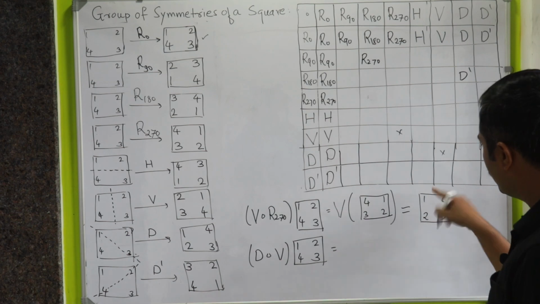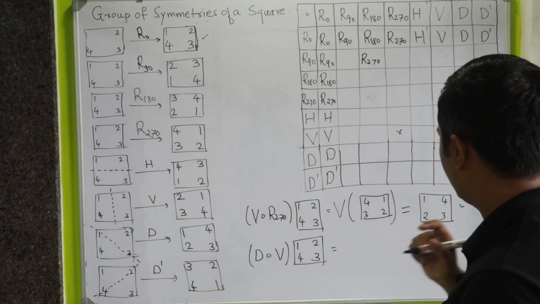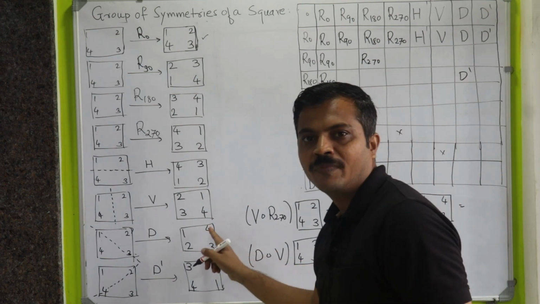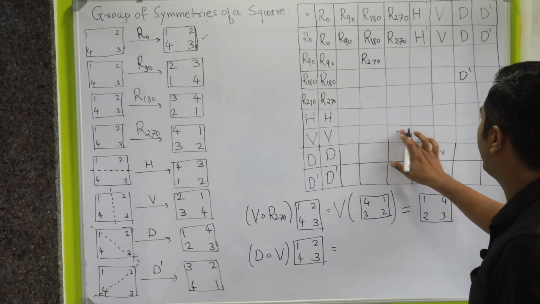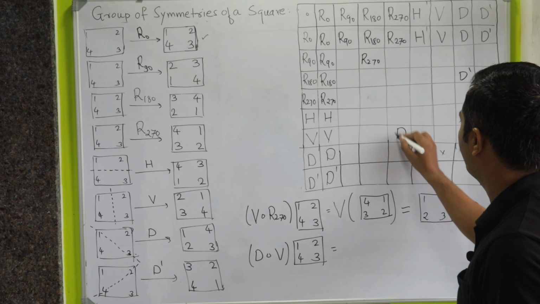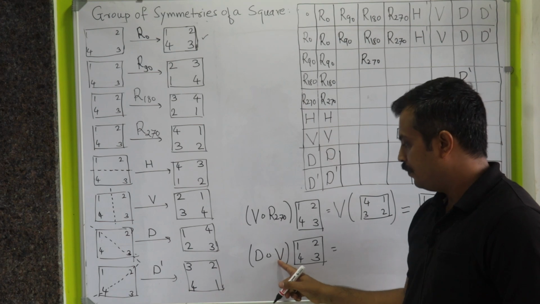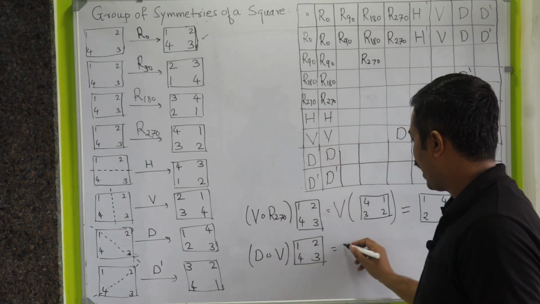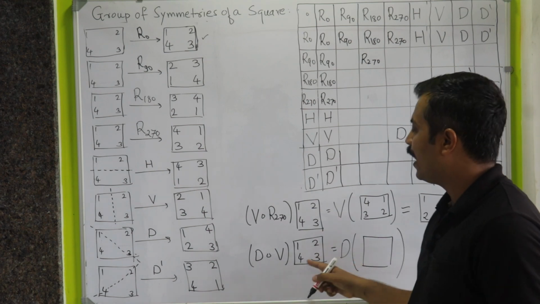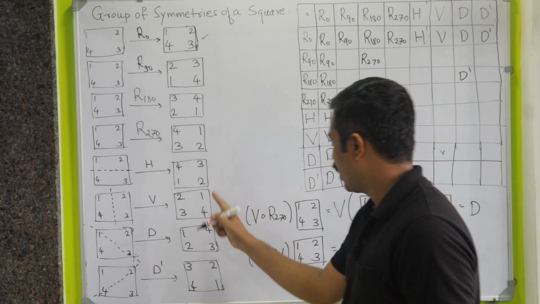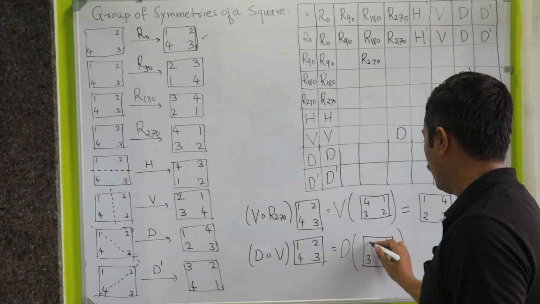Now we have to search for this square on this side. So where does it lie? I can see that it lies here, and this is actually nothing but D. So I will write it here. Next, again we will operate V on this square, and we already have that answer. It is here. So I will write this square as it is, 1, 4, 3, 2.